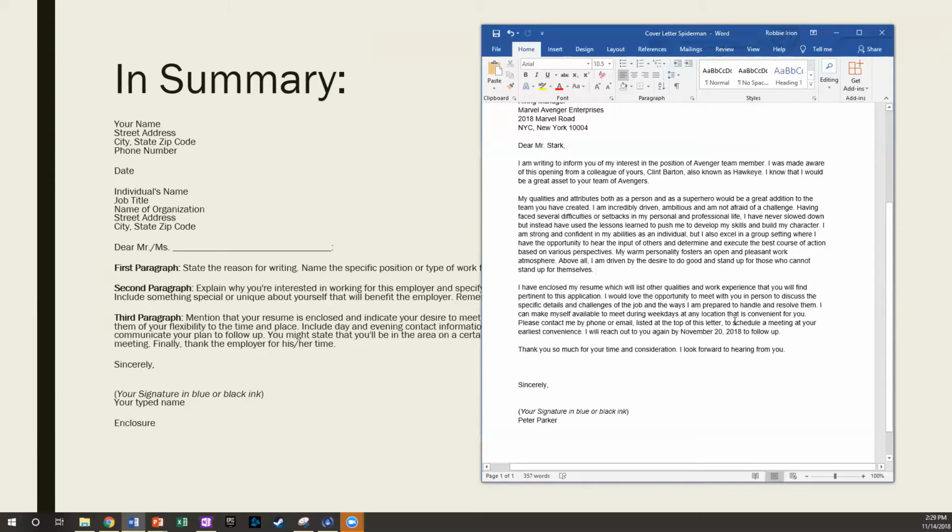So what I put here as an example, I've enclosed my resume, which means I really do need to include my resume with this. I can't say that and then not put it there. I've enclosed my resume, which will list other qualities and work experience that you will find pertinent or important to this application. I would love the opportunity to meet with you in person to discuss the specific details and challenges of the job and the ways that I am prepared to handle and resolve them.